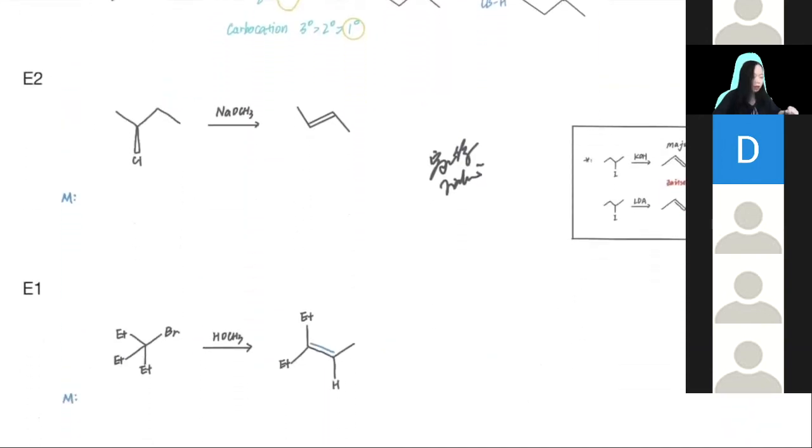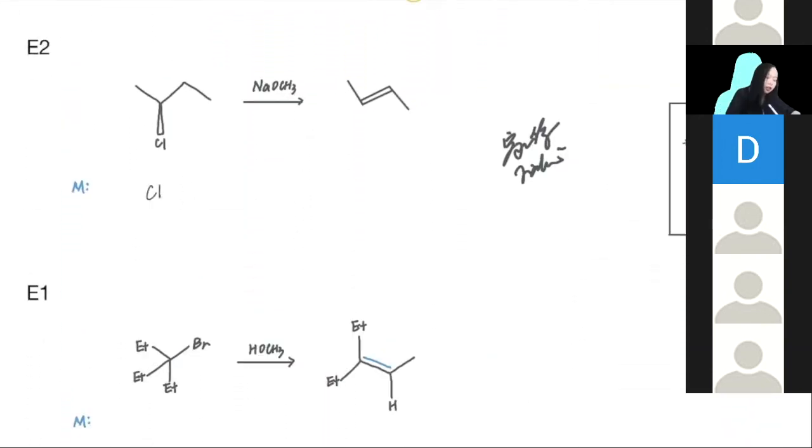She also talked about E1 and E2. The thing that you should keep in mind for E2 is that the leaving group has to be in the anti-position of the hydrogen that you are trying to draw. So what I'm doing is I'm rotating this chloro, and I want to put this wedge chloro into the anti-position of the hydrogen that I need to draw out.